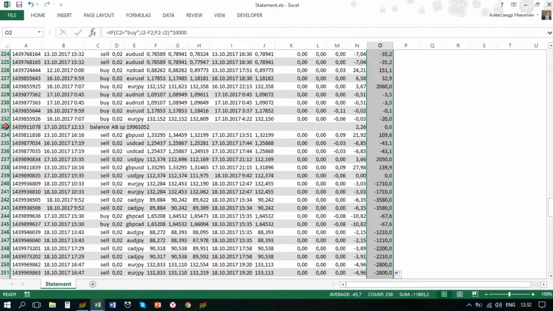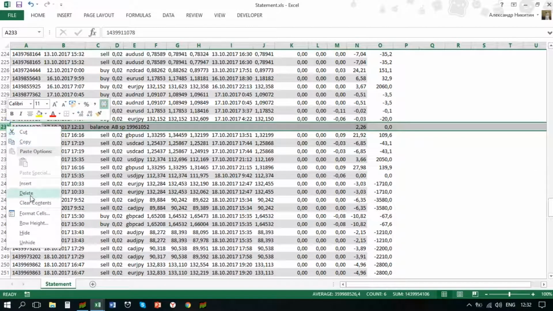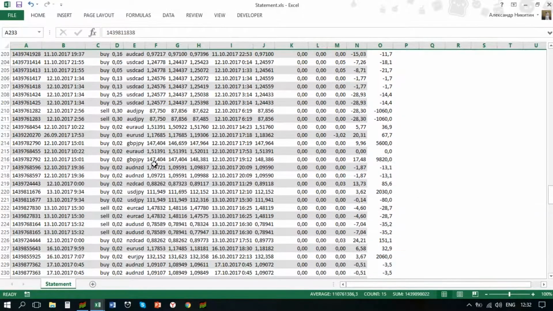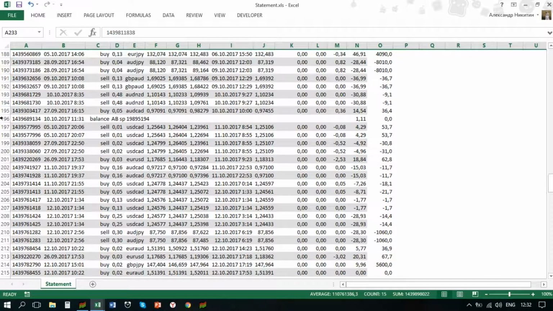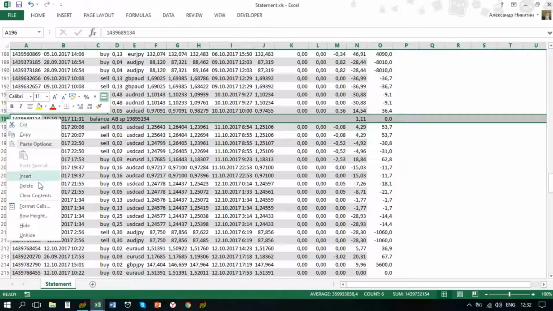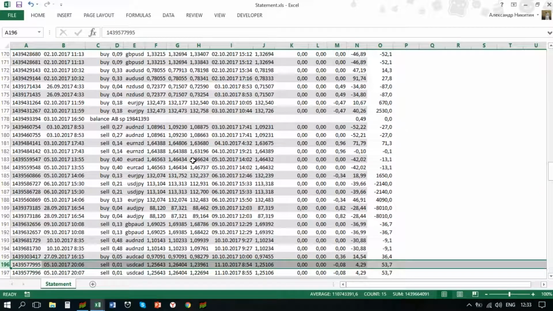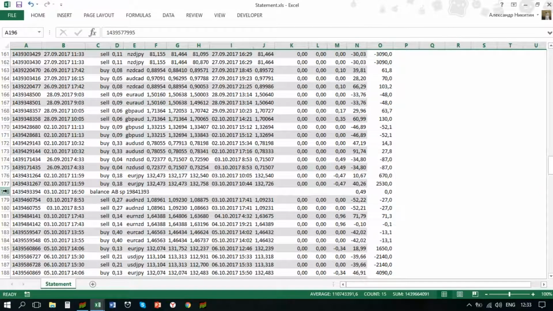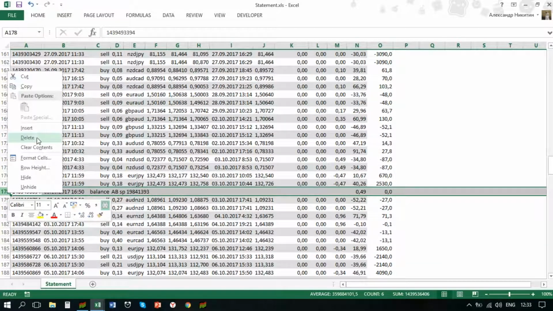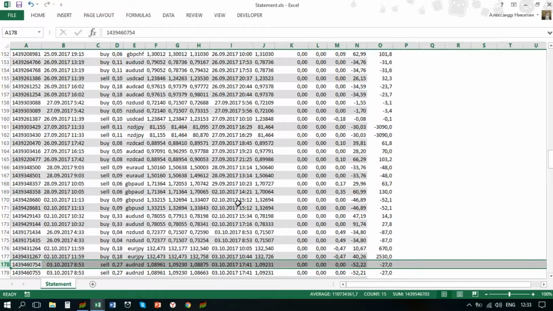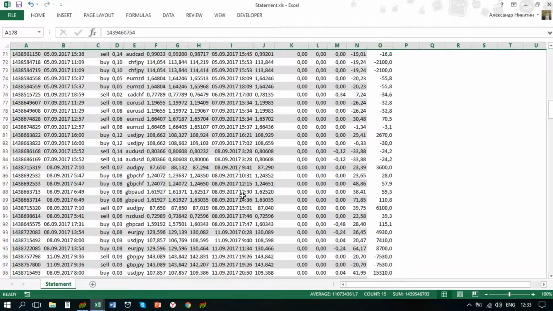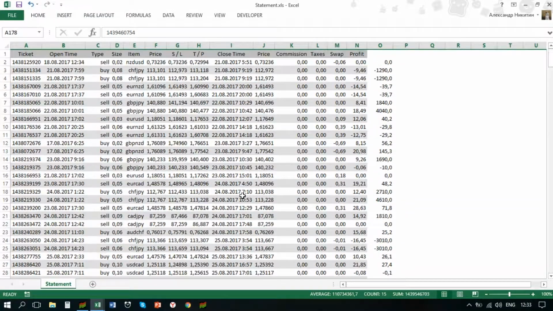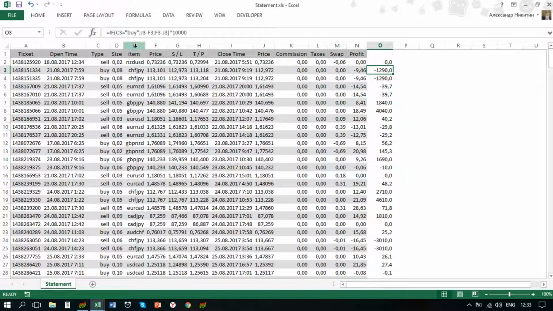Let me delete some depositing. Delete depositing line. Another depositing line. Delete. This is my broker's cashback. I receive it every week, almost every week. Okay, perfect.